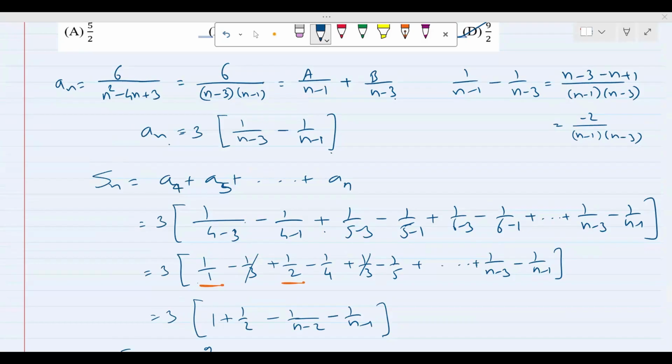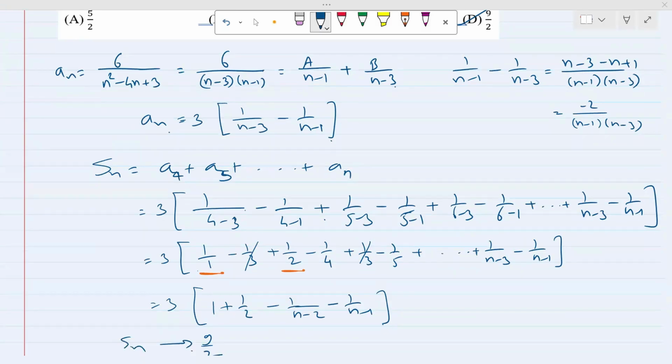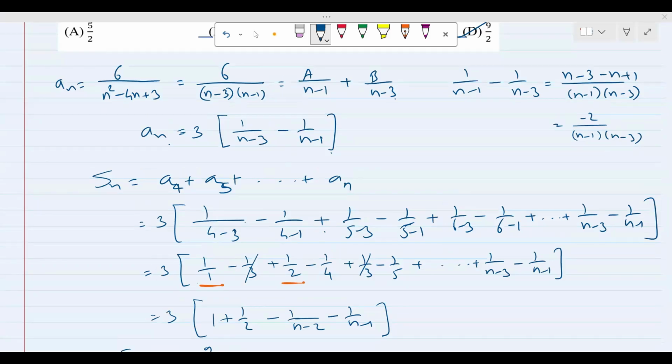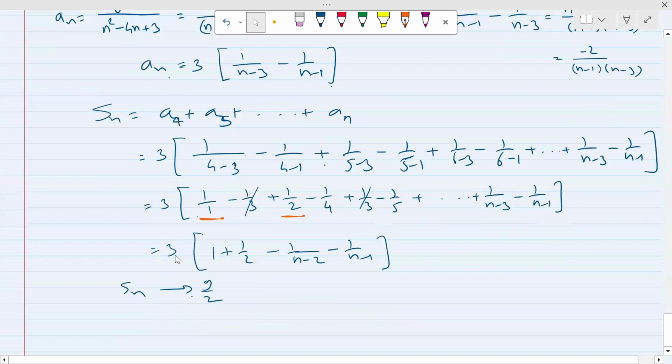Sir, how did we get at the last that it tends to 9 by 2, by finding the limit, substituting n equal to infinity, by finding limit n tends to infinity at the end? Means 3 into 1 plus half is 3 by 2. So 3 into 3 by 2 is 9 by 2. Okay, fine.